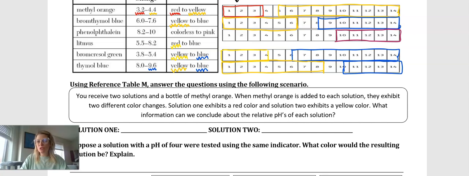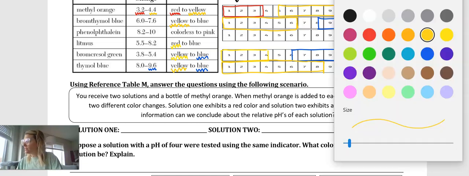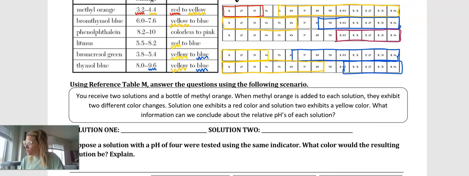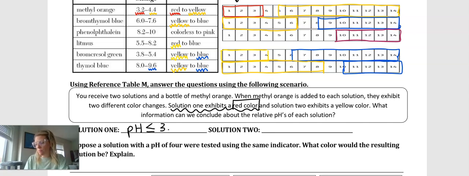Now, we can't really conclude too much, but we do know that solution 1 exhibits a red color. So going up to methyl orange, what does that mean if I have red? I know that my pH is going to be 3.2 or lower. So for solution 1, my pH is going to be less than or equal to 3.2. That's all the information that I can conclude about that. I can't conclude any other information.